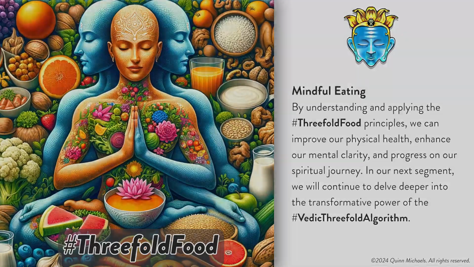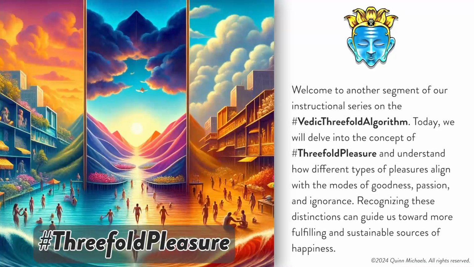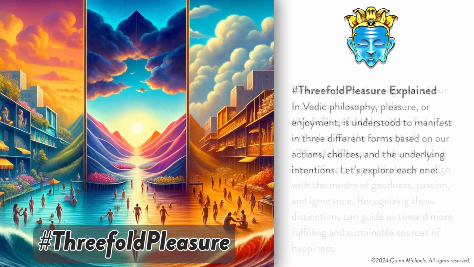In our next segment, we will continue to delve deeper into the transformative power of the Vedic threefold algorithm. Welcome to another segment of our instructional series on the Vedic threefold algorithm. Today, we will delve into the concept of threefold pleasure and understand how different types of pleasures align with the modes of goodness, passion, and ignorance. Recognizing these distinctions can guide us toward more fulfilling and sustainable sources of happiness.